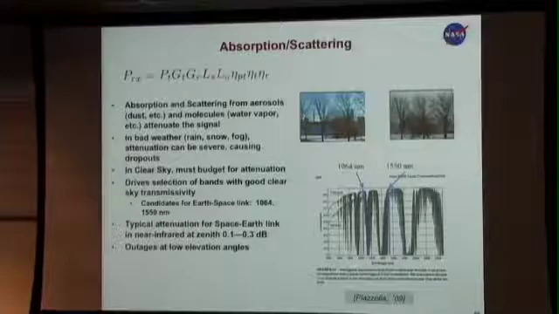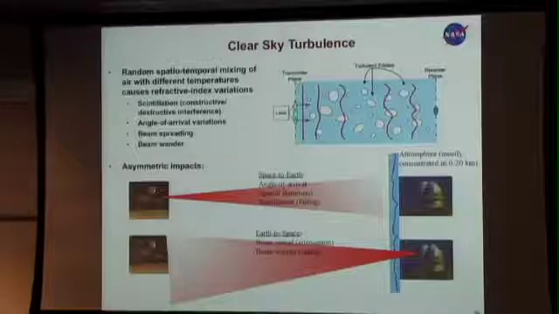Atmosphere can also scatter. So you also see diagrams like this showing atmospheric scattering and absorption, basically. The absorption has different absorption bands. You want to make sure you're transmitting at a frequency that's not absorbed, but then you still have to account for it. The more complicated thing is what happens in the case of clear sky turbulence.